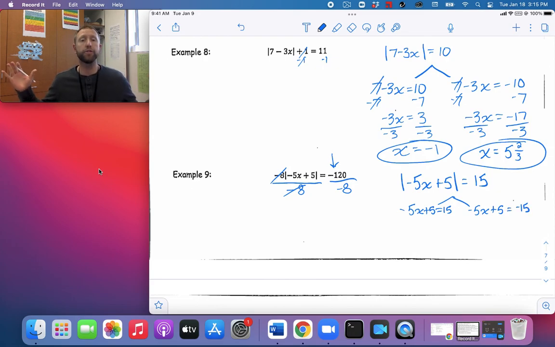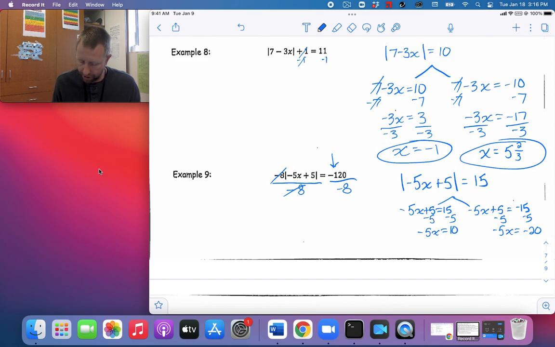Okay, the absolute value bars are gone. These are just normal equations now. So I'm going to start the same way on both of them. I'm going to start by subtracting 5 from both sides. And that gives me negative 5x equals 10 for the first equation. And then negative 5x equals negative 20 for the second equation.